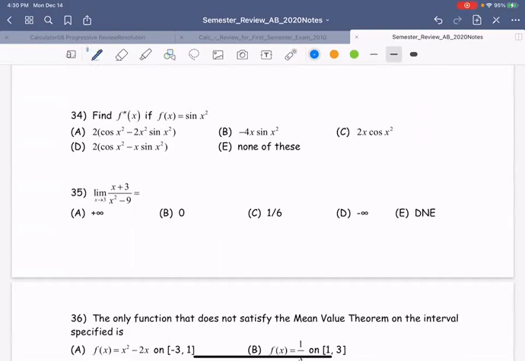Go ahead, do it. You do yourself, and I do mine, and then we compare. Okay, just letting you know that's second derivative. Yes.